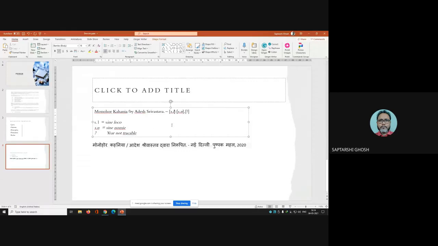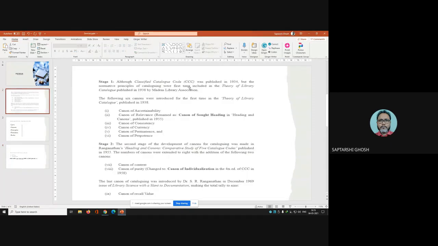Okay, so what is the rule for this one? That is what Ranganathan is saying. First and foremost is the canon of ascertainability. You must have the document from where you can identify who is the author, what is the title, what is the edition. That is known as ascertainability.